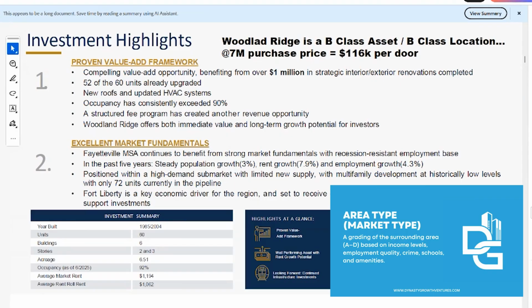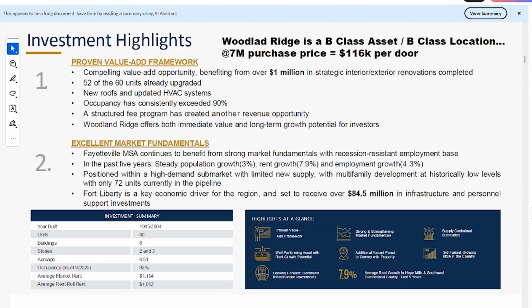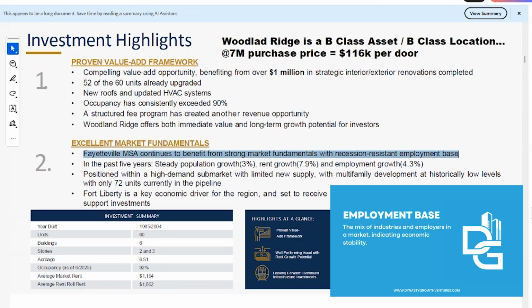They're telling me it's a Class B location, which is decent. That's where we want to be for location, and it's a Class B asset as well. We'll get into what all of that means. Excellent market fundamentals. Fayetteville MSA has strong market fundamentals and recession-resistant employment base.